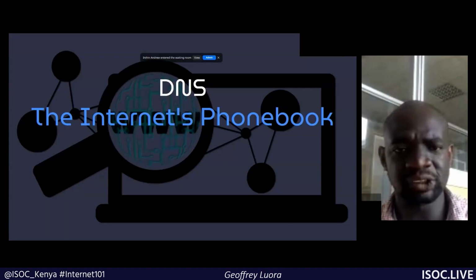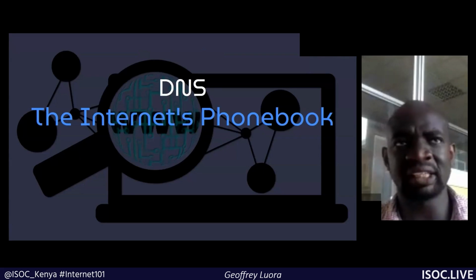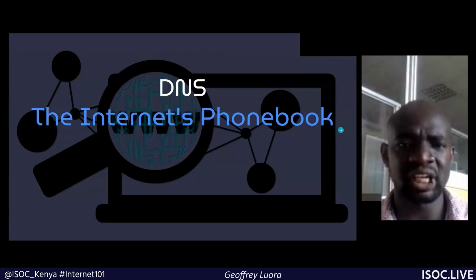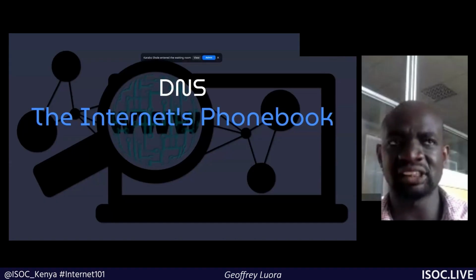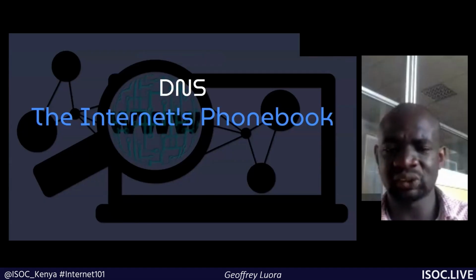So I'll proceed to DNS. Given that we have talked about IP addresses, and there are quite many, it is really hard to master all the internet resources by their numerical IP address, whether it is IPv4 or IPv6. So in order to make life easier, there needs to be a way to translate these numerical addresses into human readable and easy to memorize addresses. So that's where the DNS comes in.